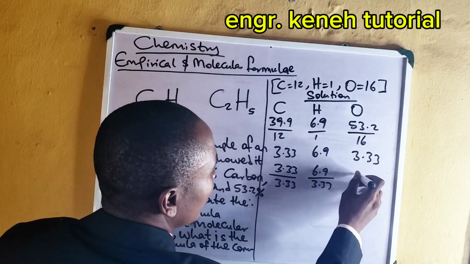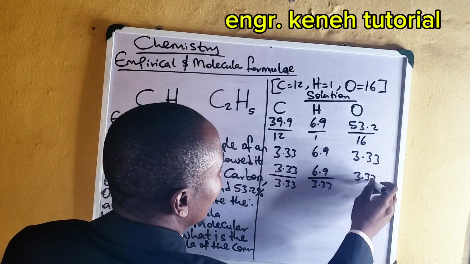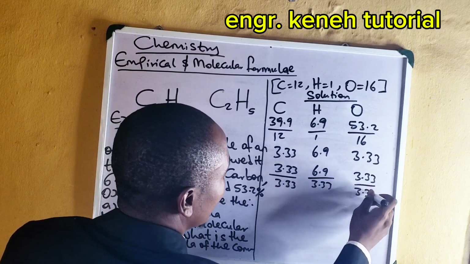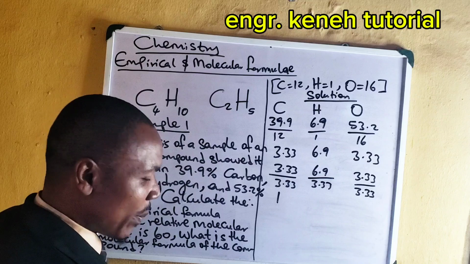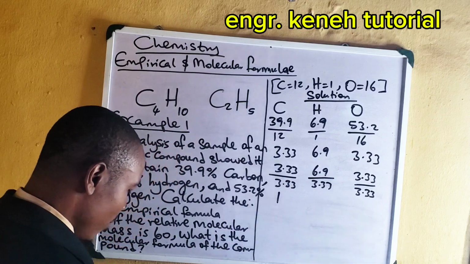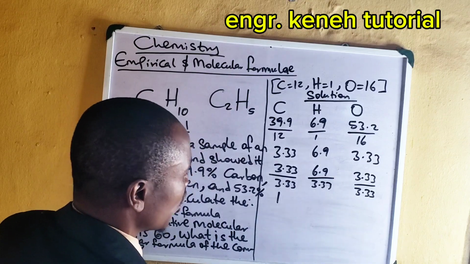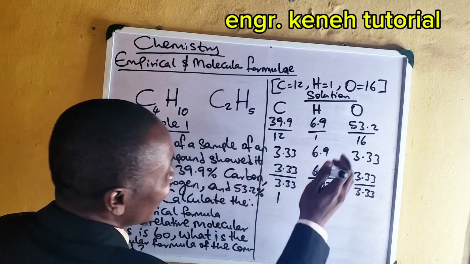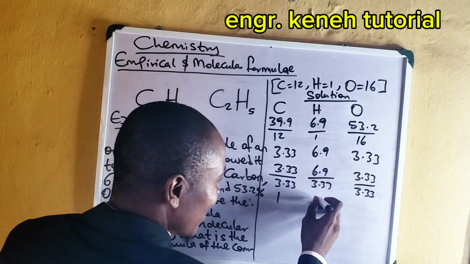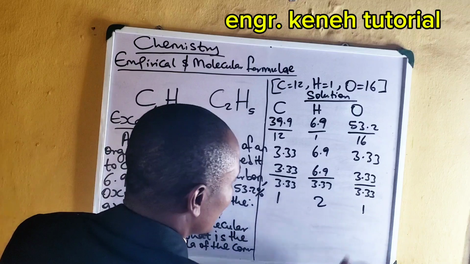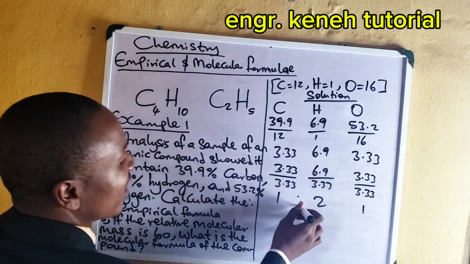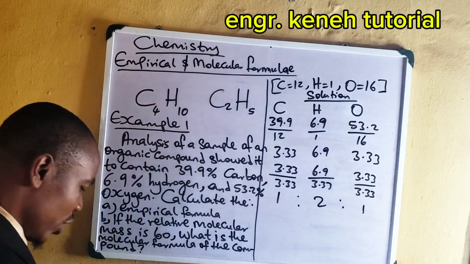All right, this one I will have 3.33 all over 3.33. When I divide this, I will have 1. I'm taking approximately whole number ratio. So when I divide this, I will get this. When I divide this, I will get approximately 2. When I divide this one, I will get what? 1. Can you see that? That means that I will have 1:2:1.